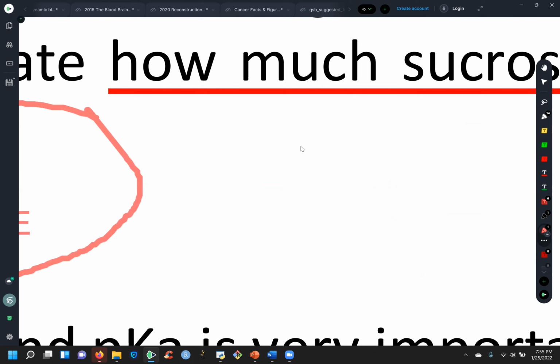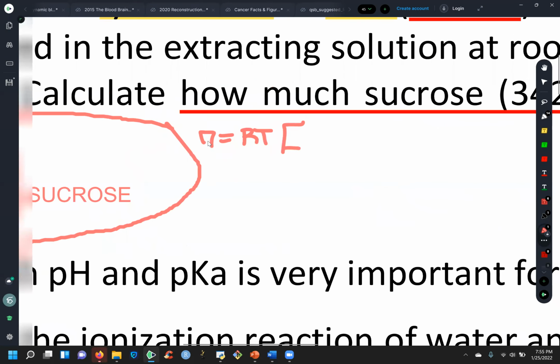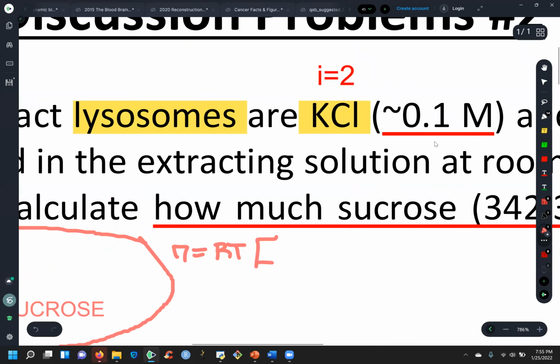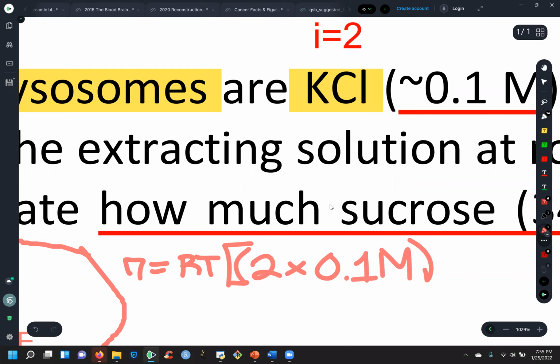So the osmolarity is equal to RT times the concentration. We're going to do potassium chloride first because that was the first one they gave us. Potassium chloride was 0.1 molar and i equals 2. So we do i, which is 2, in parentheses, times the concentration, which was 0.1 molarity, for potassium chloride.